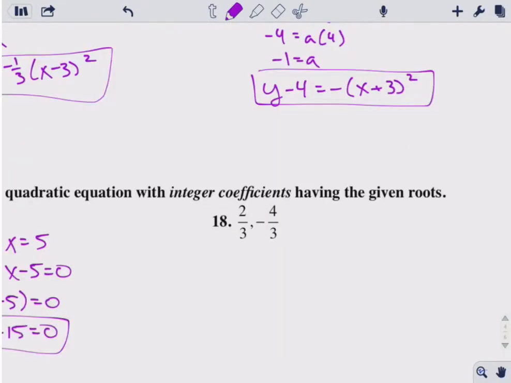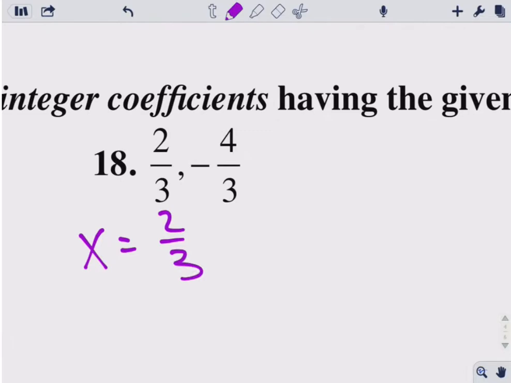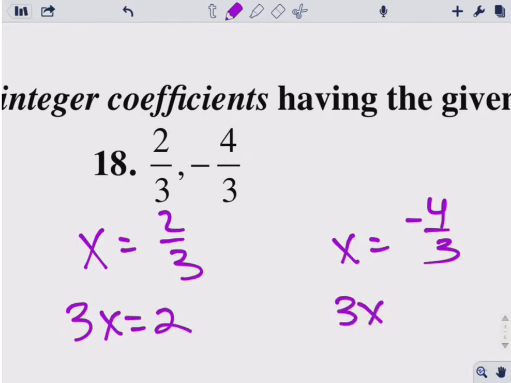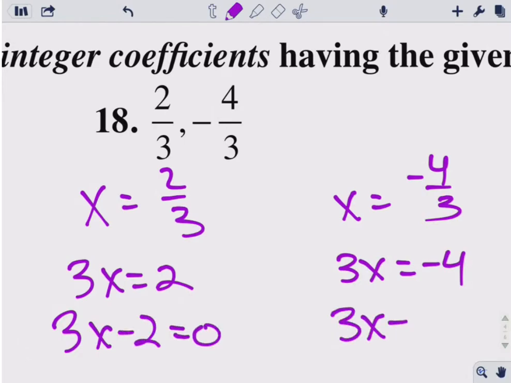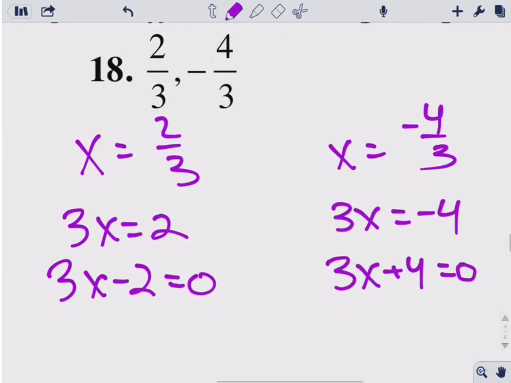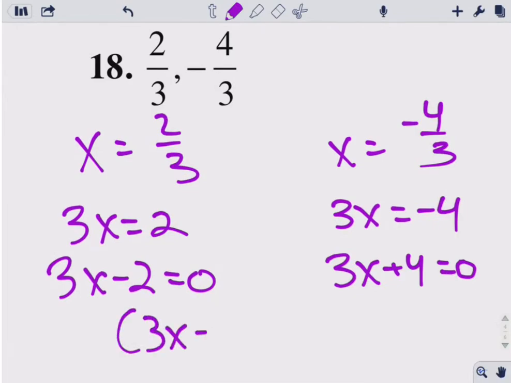Number 18. x is equal to 2/3. x is equal to -4/3. So we get 3x equals 2. 3x equals -4. 3x minus 2 is equal to 0. 3x plus 4 is equal to 0. Multiply those together.